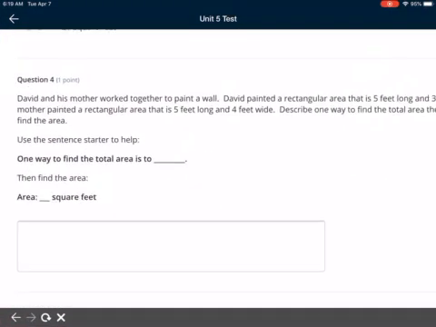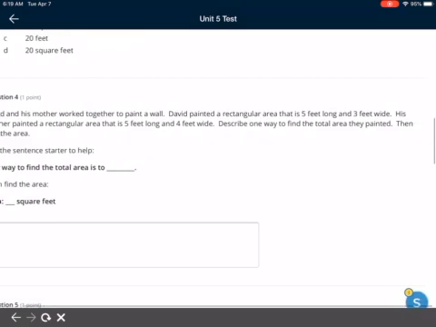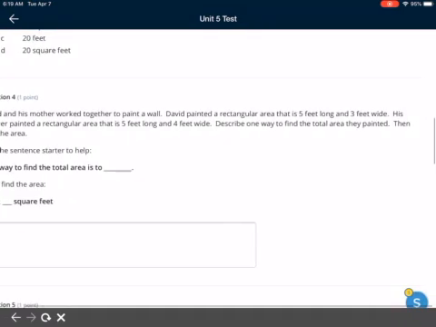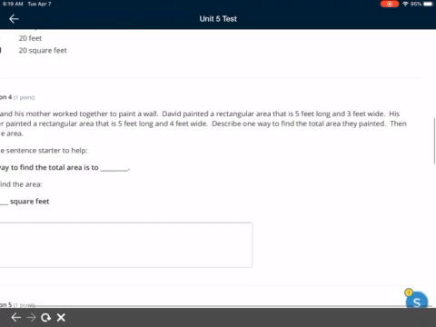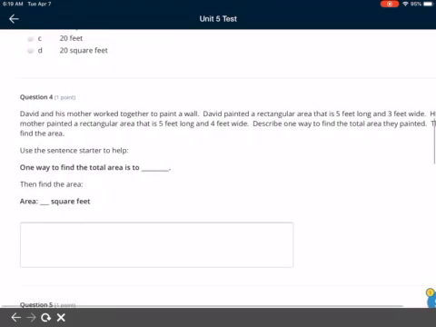Number 4. David and his mother worked together to paint a wall. David painted a rectangular area that is 5 feet long and 3 feet wide. His mother painted a rectangular area that is 5 feet long and 4 feet wide. Describe one way to find the total area they painted, then find the area.